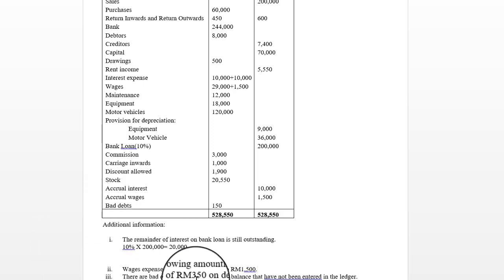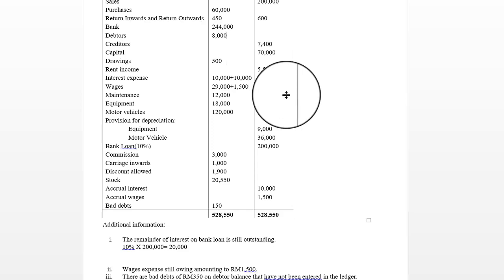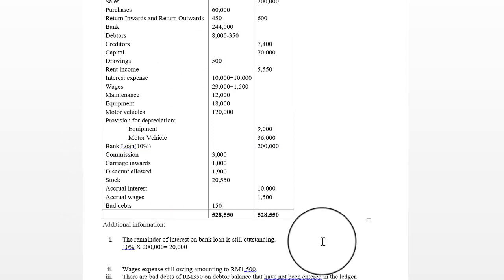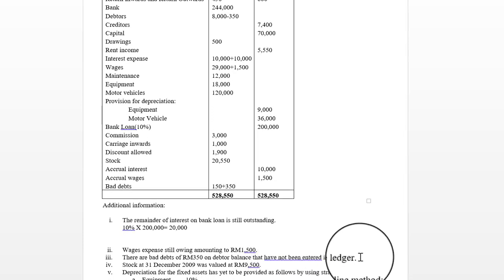Now the third, there is a bad debt of 350 on the debtors balance that has not been entered in the ledger. So it means that in your debtors balance you have to minus 350 as a bad debt, and this bad debt is your expense. So add 350 to your bad debt expenses. When they say it has not been entered in the ledger, it means you haven't recorded it.